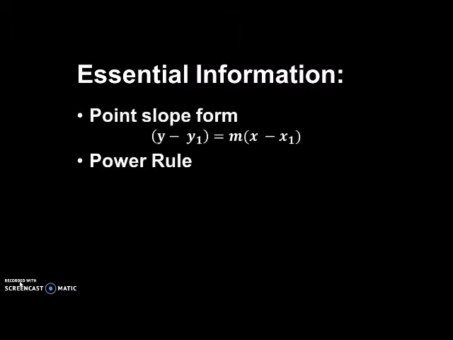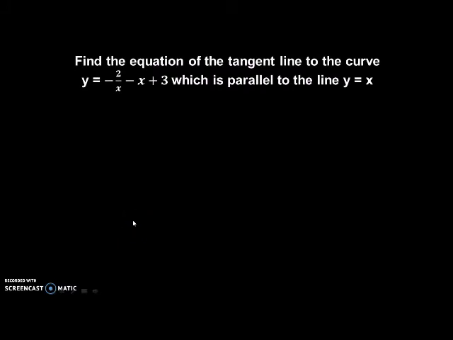So here is some essential information that we could use in order to solve the problem correctly. First is the point slope form, which is y minus y sub 1 equals the slope times x minus x sub 1. Next is the power rule, which is getting the derivative of x raised to n, which is equal to n times x raised to n minus 1. So there are 5 easy steps in solving this problem.